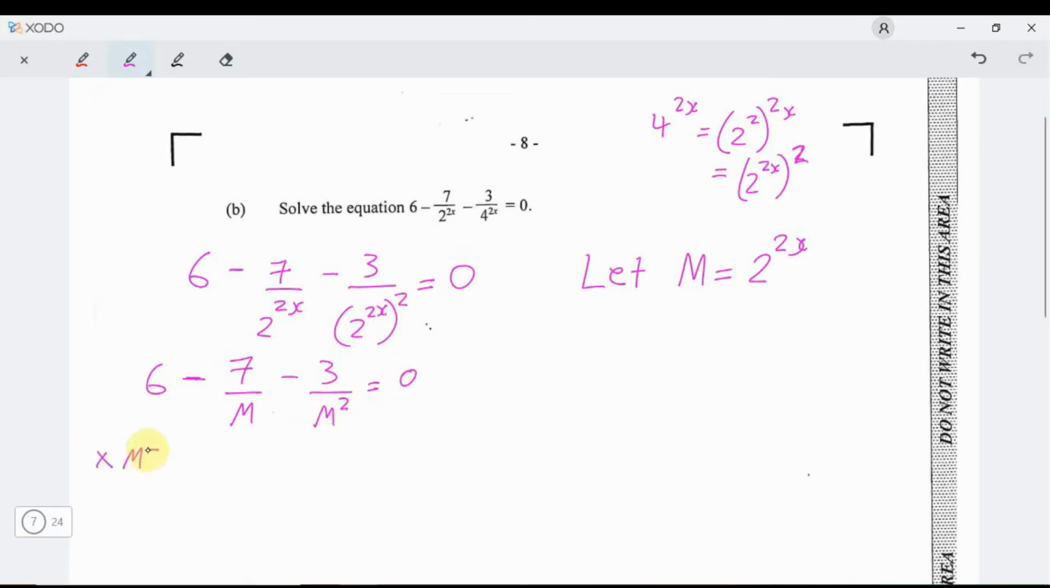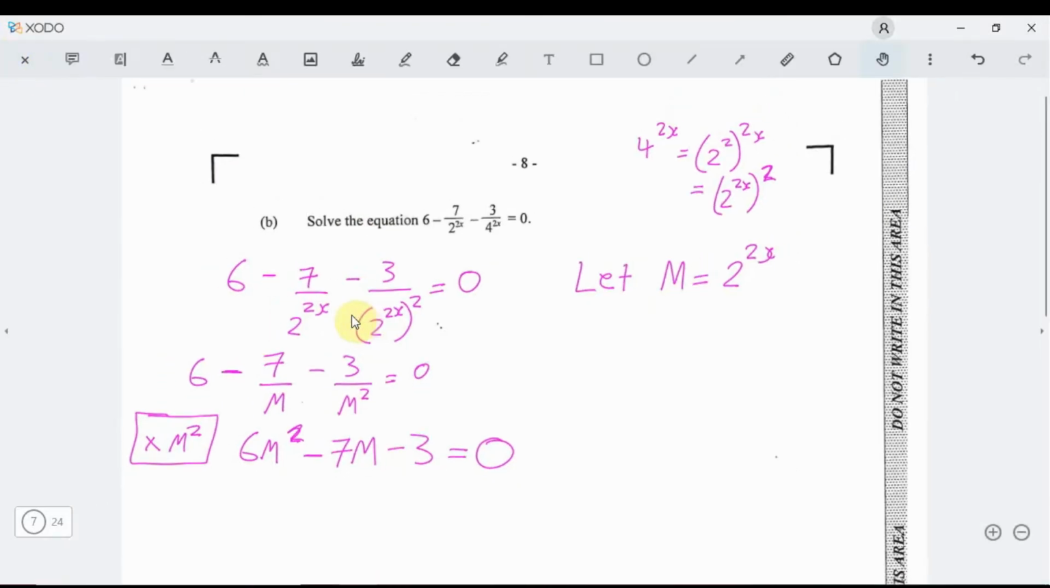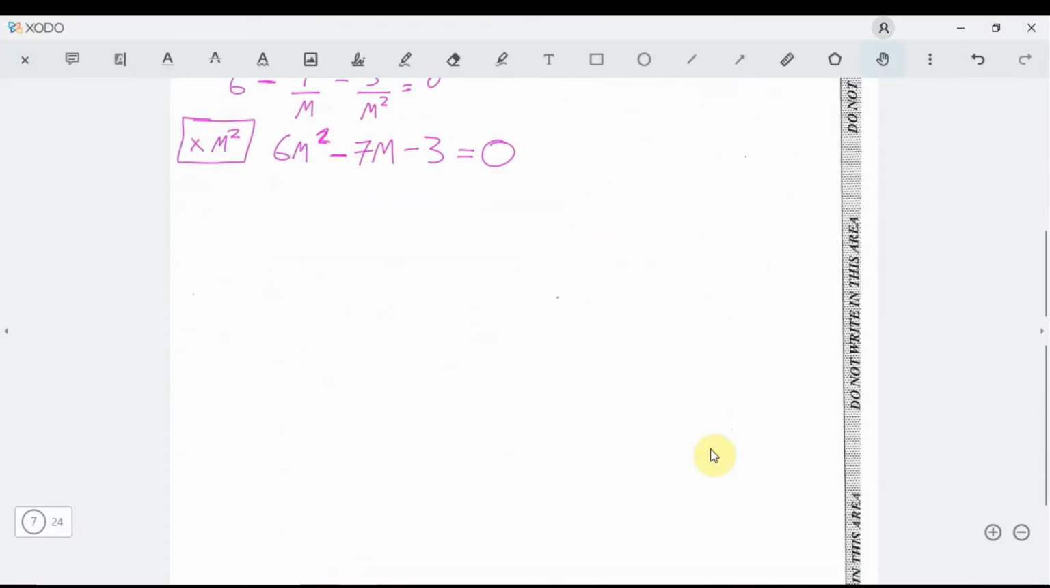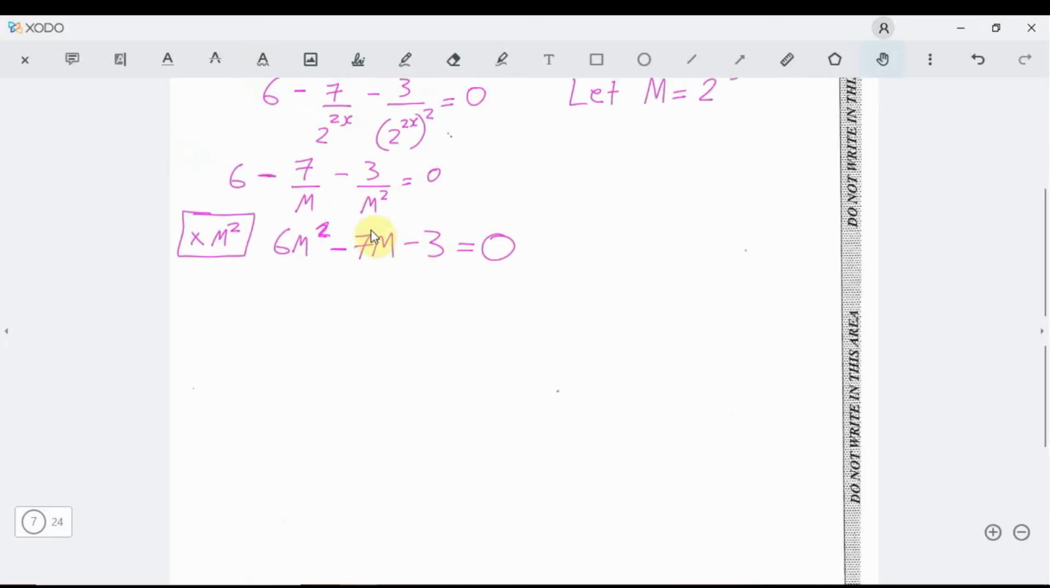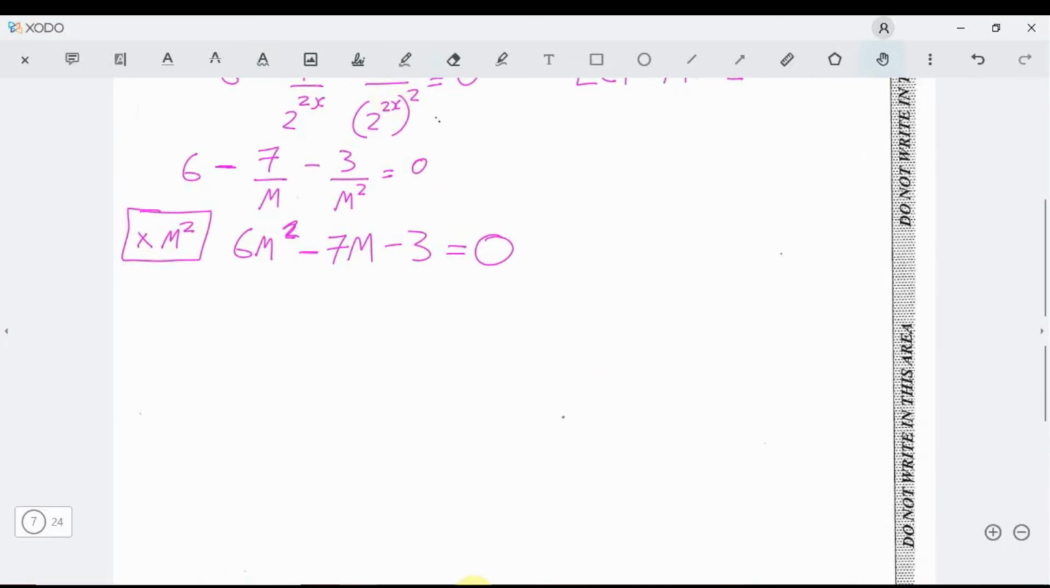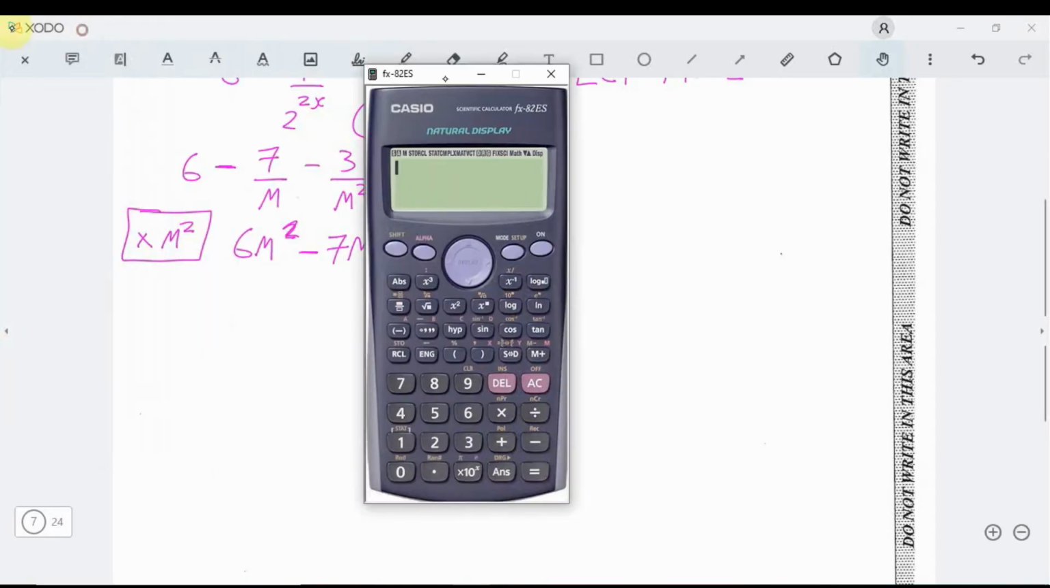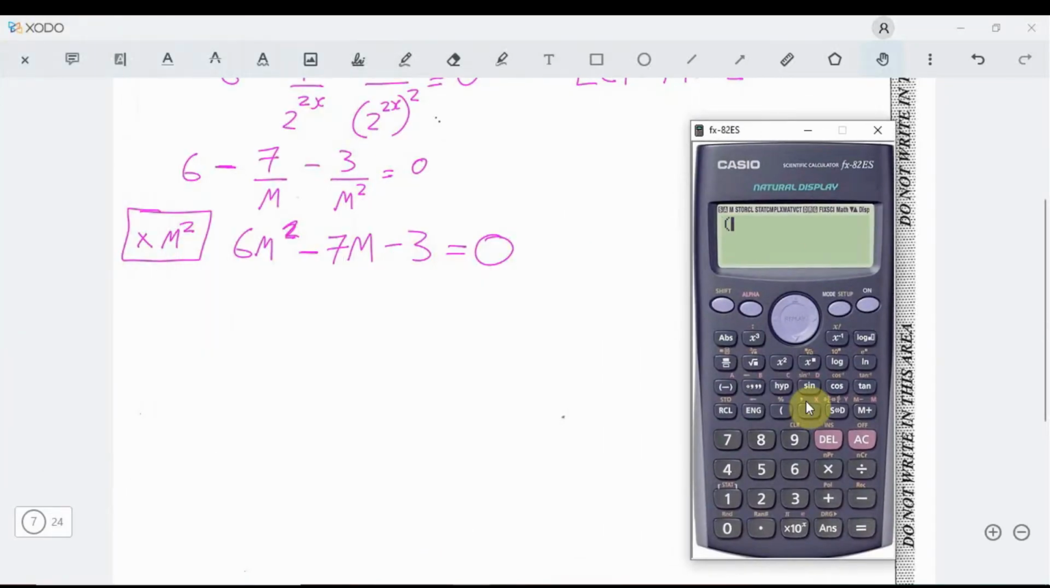I'm going to multiply the equation through by m squared. So it becomes 6m squared minus m squared times 7 over m is just m, so minus 7m. Then I have minus 3 is equal to 0. Now, right here, we reach the point where we should factorize. But first thing I like to do is check if I can factorize it. Don't worry guys, I'm just looking at the discriminant. The discriminant tells me if I can factorize it.